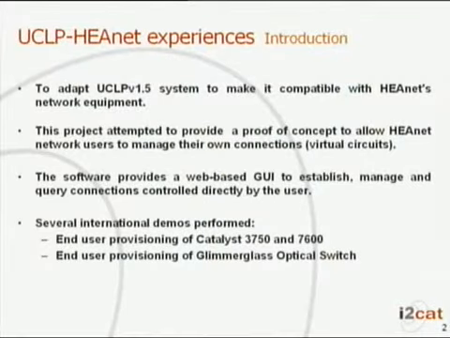So I will show you 2 different use cases that we implemented, one based, as I said before, on the Cisco equipment, on the Catalyst 3700 and 600 boxes. And we also implemented a driver, let's say an interface, to the Glimmer Glass optical switch. So users were able to manage, in one case, VLAN stuff, and in the other case, they were also able to manage optical paths.